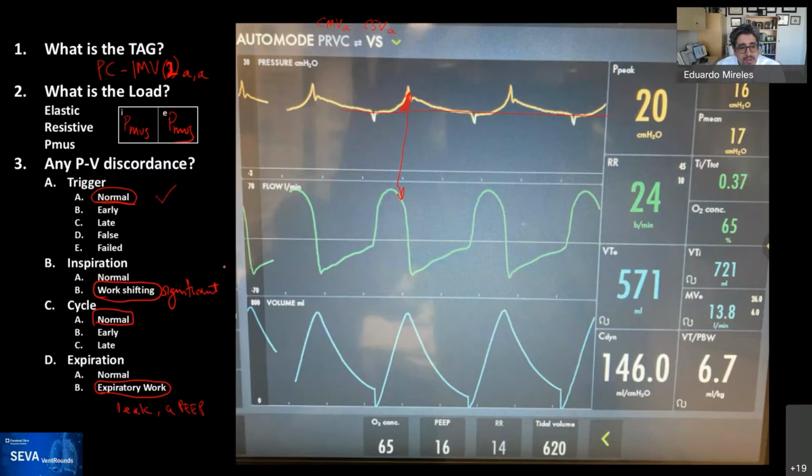The trigger is definitely normal. There is significant work shifting. This patient is doing all the work of breathing, and the ventilator is just maintaining the pressure at the baseline. The cycle is normal. As I mentioned, this is an artifact, and then expiratory work.